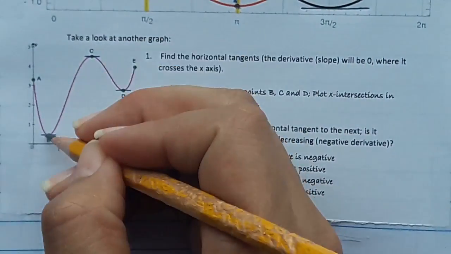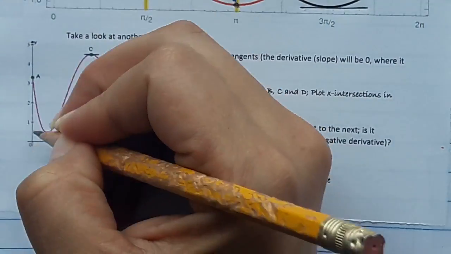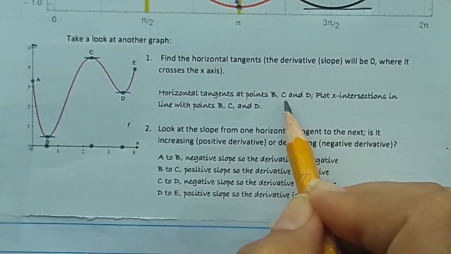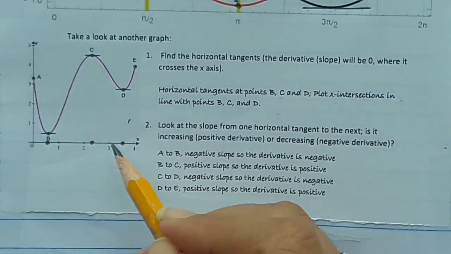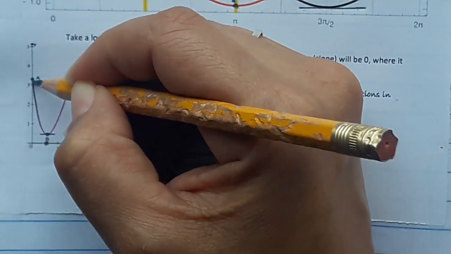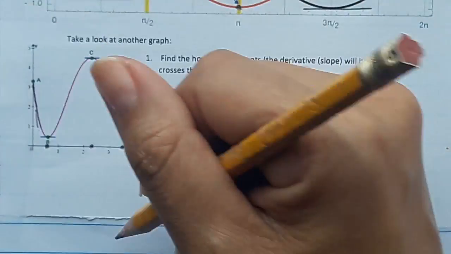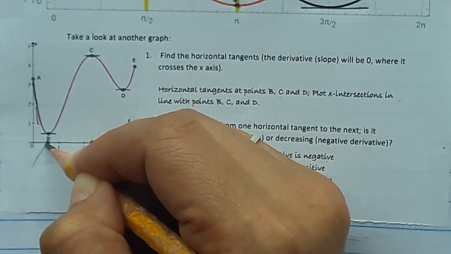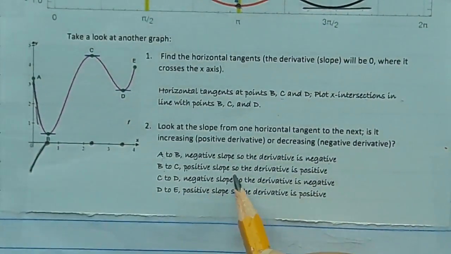Alright, so to walk us through, we're going to find the horizontal tangents. At those points it's going to be 0, so we're going to label it 0. Then we're going to look at what's happening between those points. So from A to B, what's happening? The slope is falling, the tangent is negative, which means the derivative needs to be negative. So we're going to draw a negative line or curve.